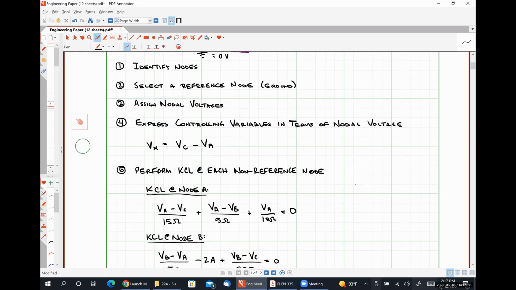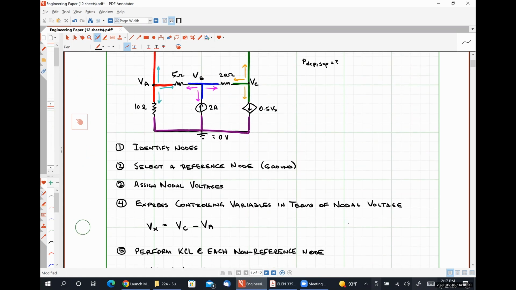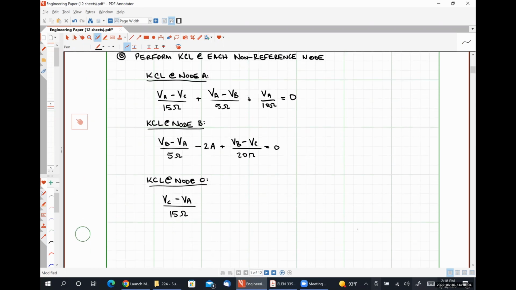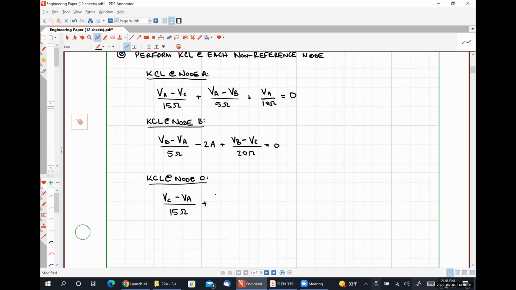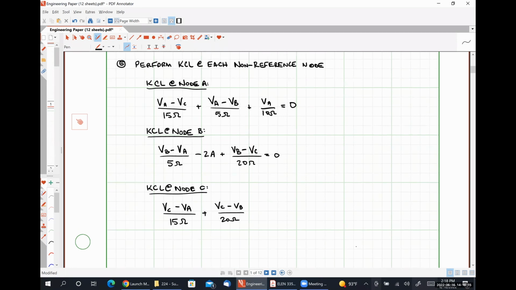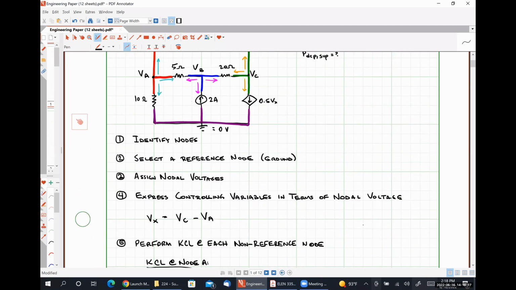We have our current flowing to the left. So that's going to be VC minus VB over 20 ohms. And then finally, we have our current flowing down. Since this current in orange flowing down is in the same direction as our dependent current source, we're going to have positive 0.5 Vx.